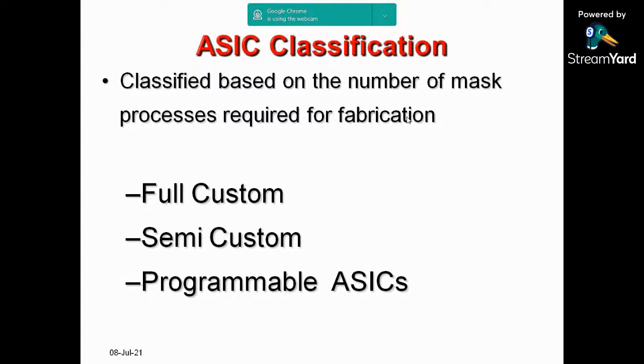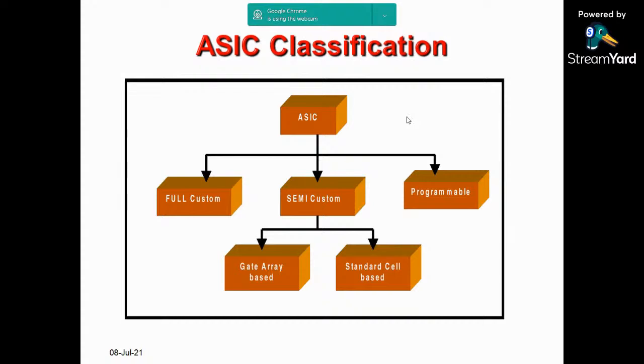So we are going to classify the IC with respect to the number of masks, or the number of processes, actually needed during fabrication: full custom, semi-custom, and programmable ASIC. In detail, we have different types of ASIC: full custom ASIC, semi-custom ASIC, and programmable ASIC. Under semi-custom we have gate array and standard cell. I want to share a small analogy here so that you'll understand better what I'm trying to say.